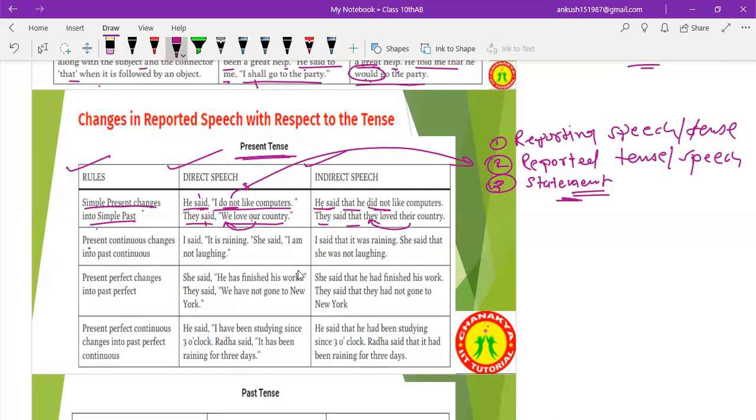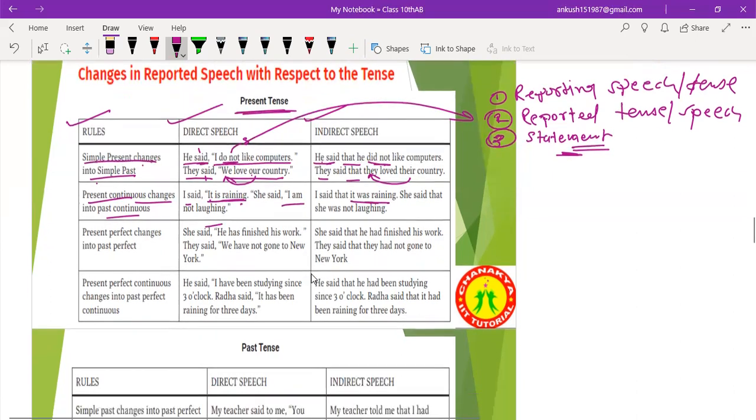Yes. Present continuous tense into past continuous tense. When the present tense is given between inverted commas, you need to transform it into past continuous. So it is very easy. I said, "it is raining." So I said that it was raining. She said, "I am not laughing." She said that she was not laughing. Got it? The simple one.